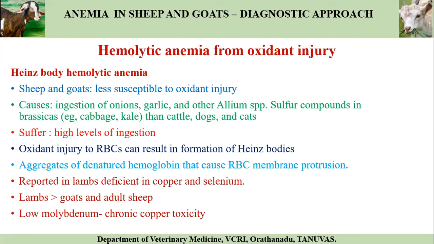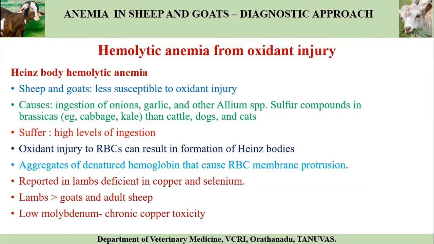Then hemolytic anemia from oxidant injuries. Normally, oxidant injury to RBCs can result in the formation of Heinz bodies. Heinz bodies are aggregates of denatured hemoglobin that cause the RBC membrane to protrude. Sheep and goats are less susceptible to oxidative injury than cattle, dogs, and cats. It occurs if there is accidental ingestion of high quantities of oxidant substances. It's reported in lambs deficient in copper and selenium.